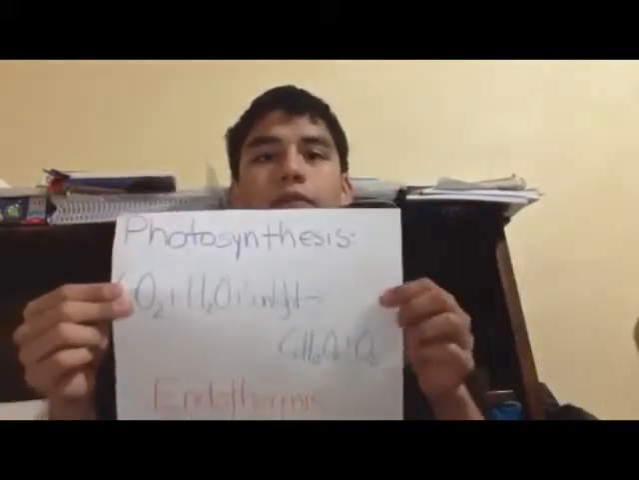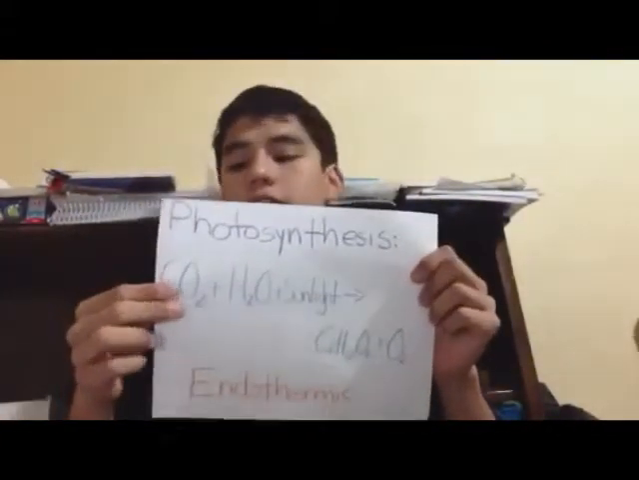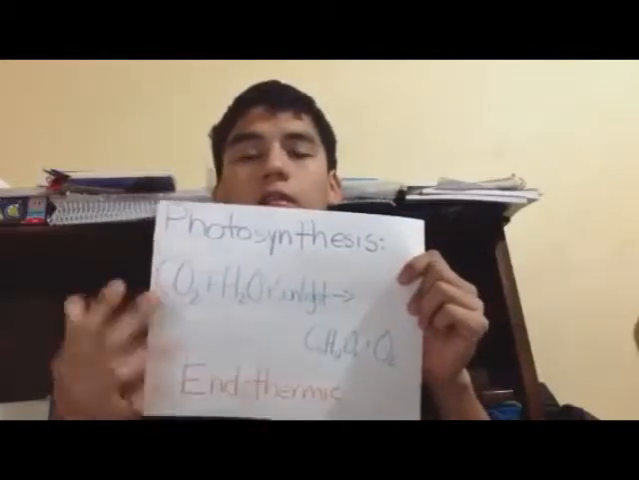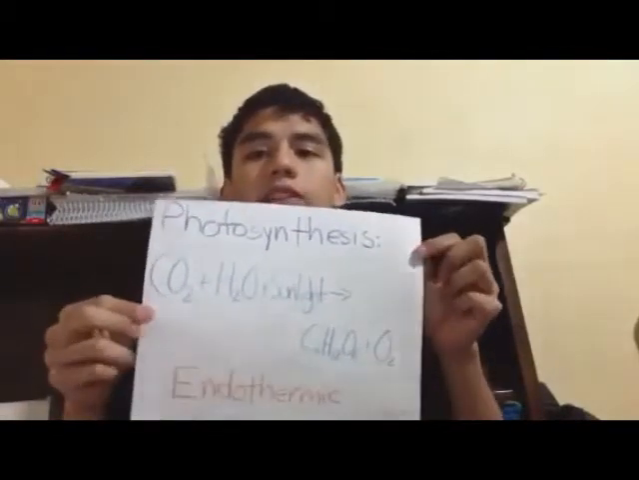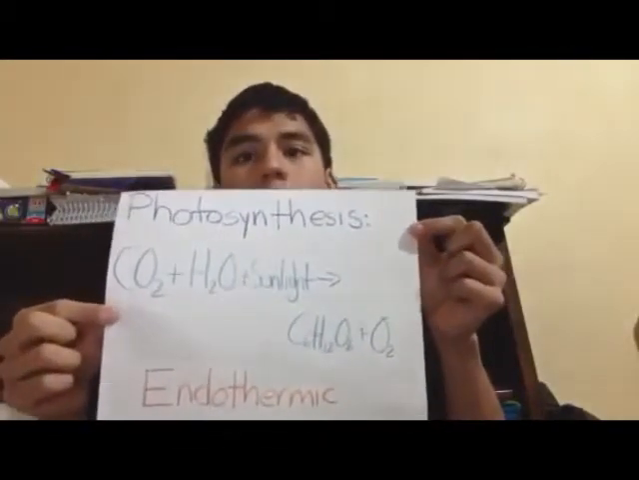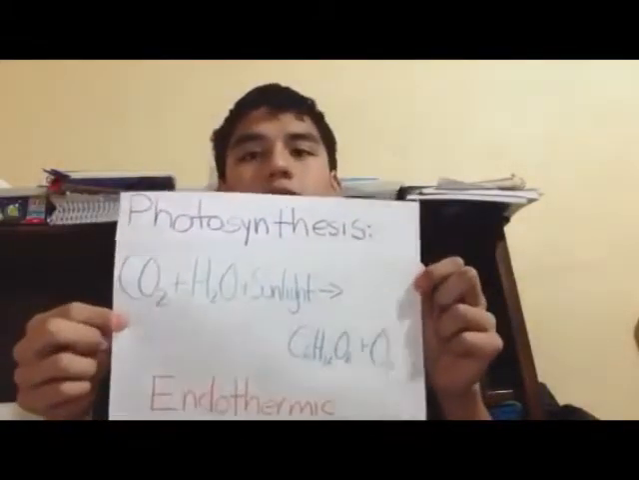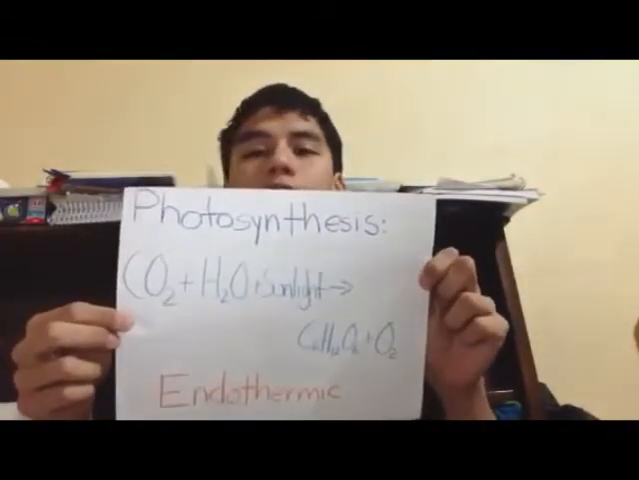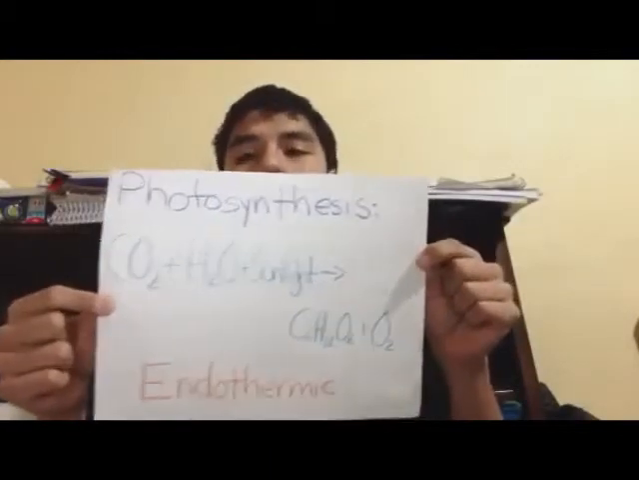The carbon cycle involves two different biological reactions, photosynthesis and respiration. Photosynthesis is a process in which plants convert light into glucose. Here we have the skeleton equation of photosynthesis. As you can see, you need carbon dioxide, water, and sunlight to produce glucose and oxygen. Since it needs sunlight, it's an endothermic reaction.